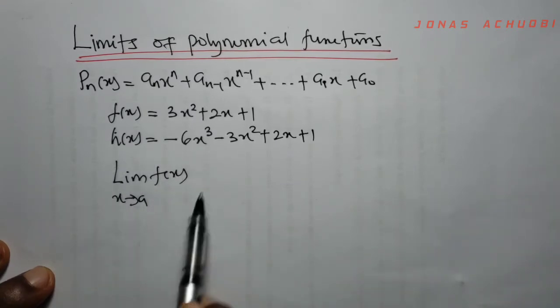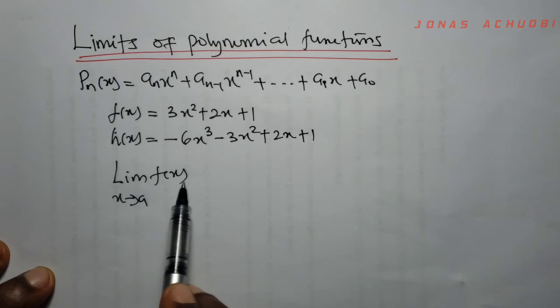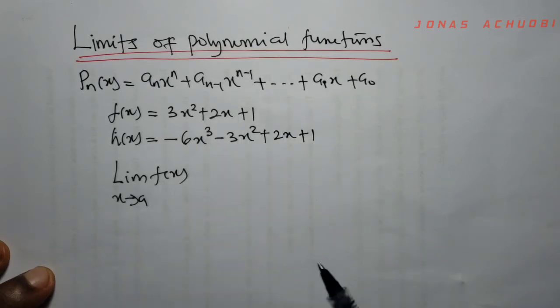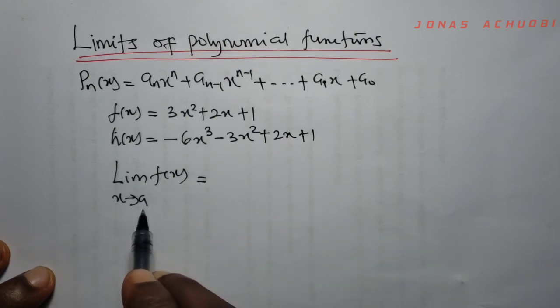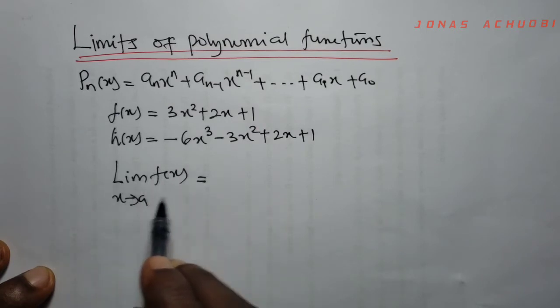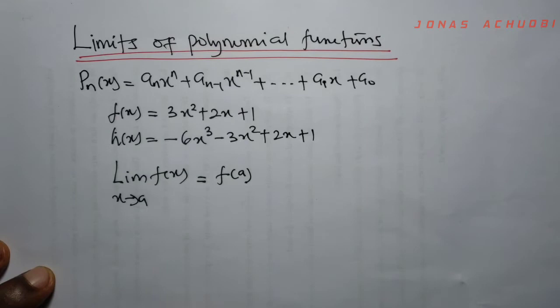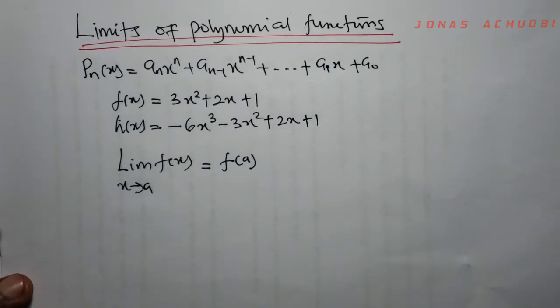If we wish to evaluate this kind of limit, where the function f(x) is a polynomial function, what do we do? We simply replace x with the point a. So to evaluate this limit, we simply say f(a). And this is how it works for all polynomial functions. You substitute the point a into the function, and that will give us the limit of the function f(x) as x tends to a.